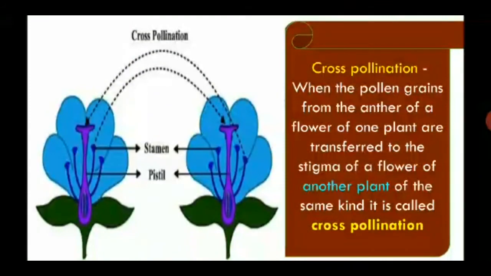Now let us discuss about cross-pollination. When the pollen grains from the anther of a flower of one plant are transferred to the stigma of a flower of another plant of the same kind, it is called cross-pollination.